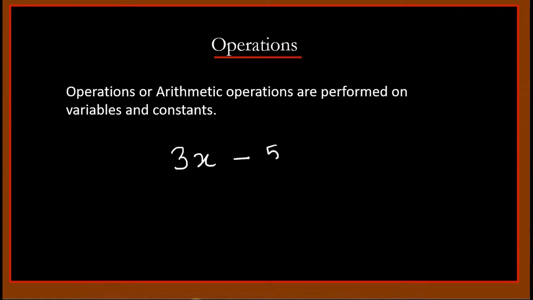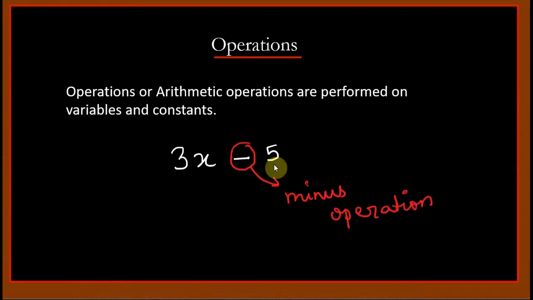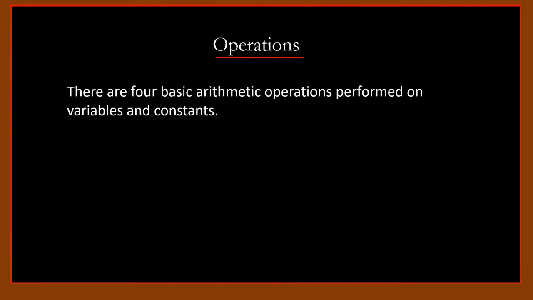Arithmetic operations are performed on variables and constants. In the expression 3x minus 5, the minus or subtraction is the arithmetic operation. If we provide a value for x, then the expression will evaluate to a single value as a result of this operation. Arithmetic operations are performed on variables and constants, and give us some result. It may be a number or another expression.